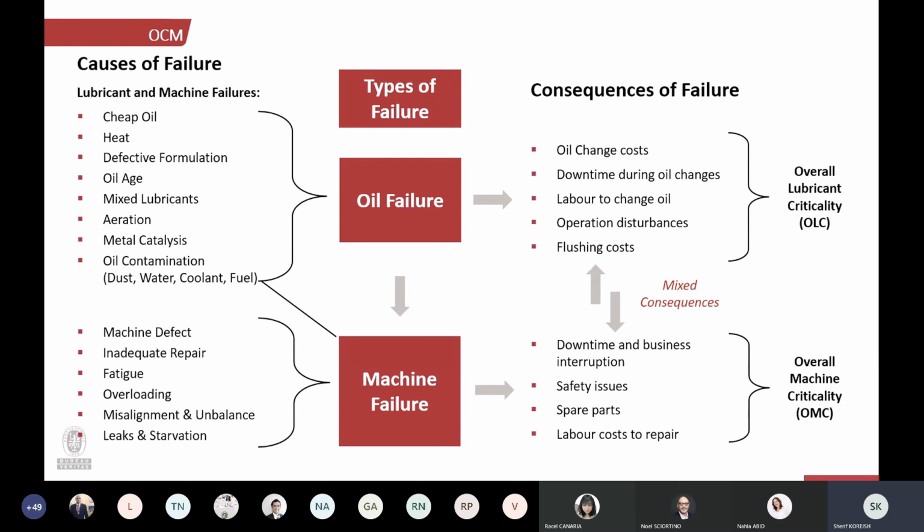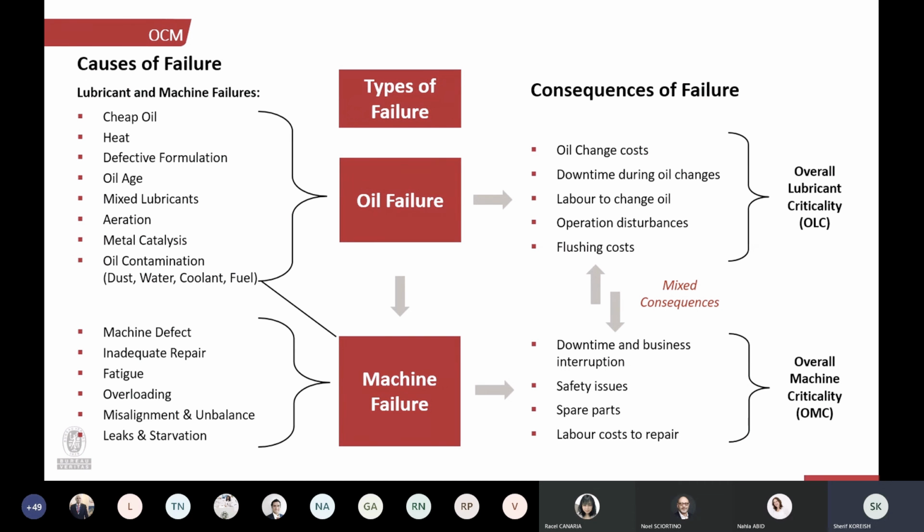The causes of failure, here we are talking about machinery as well as the oil in the machines or the equipment. And so we can have combined causes of failures. If we are talking about oil-related failures, this can be because of cheap oil, excessive heat, defective formulation, which means you have an oil which is not matching the specs, ISO grade and stuff like that. Oil aging, the oil has actually exceeded its lifetime.